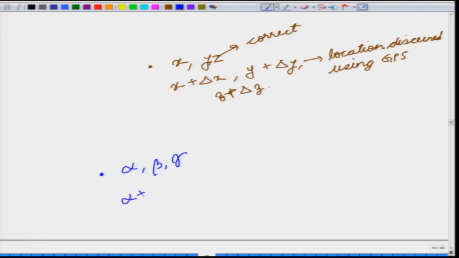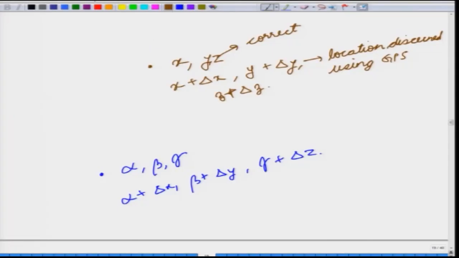So, here you have alpha plus delta x, beta plus delta y and gamma plus delta z, because you are having certain errors which are common in both of these locations. But then if you want to find out the relative position of your brown object from this ground control point, so this is something that we call a ground control point. This is a point whose location you know exactly.